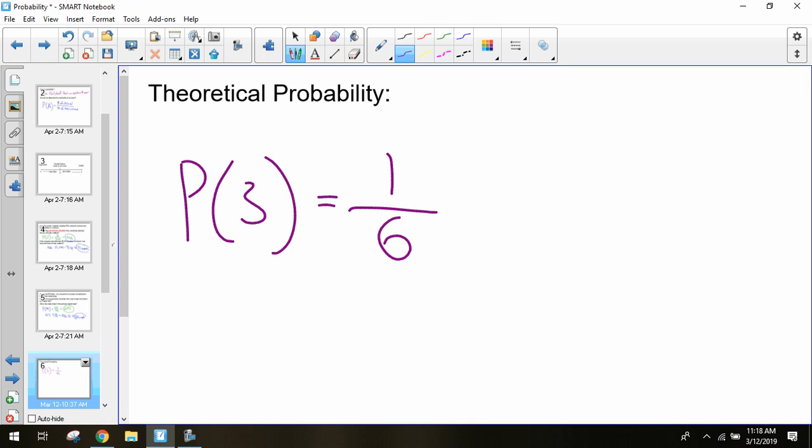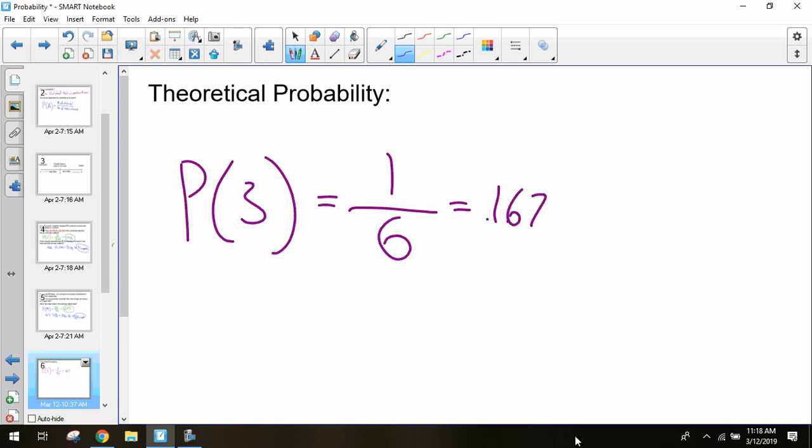And so 1 over 6, which should be like point 1, 6, 7.